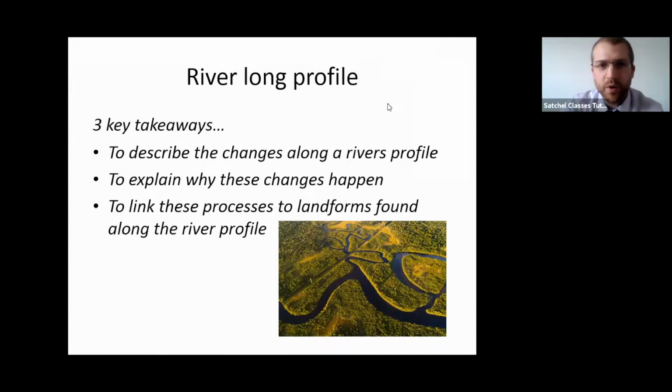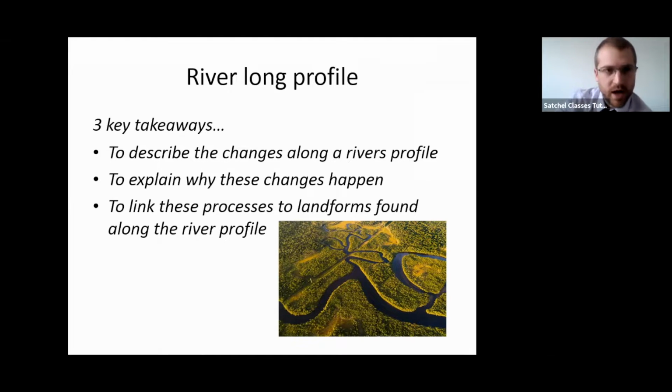Okay, so welcome to our rivers lesson. Today we're going to look at the river long profile, see how the river changes from source to mouth. You'll need something to write with, pen, paper, just to write any new information or make any annotations as we go through.